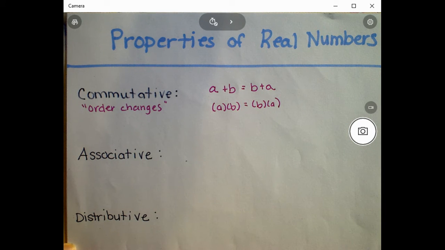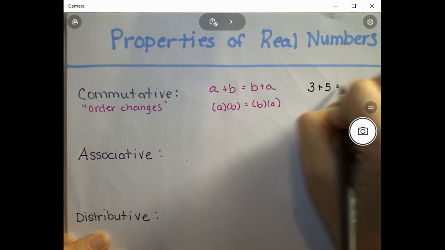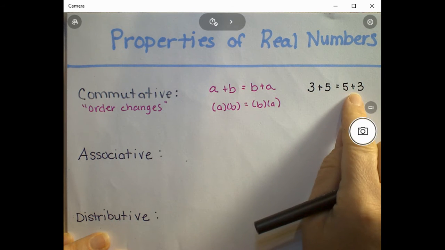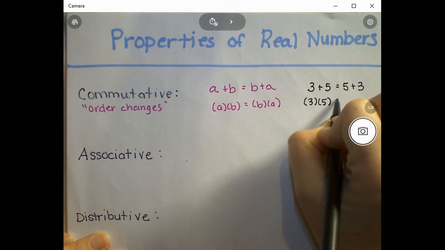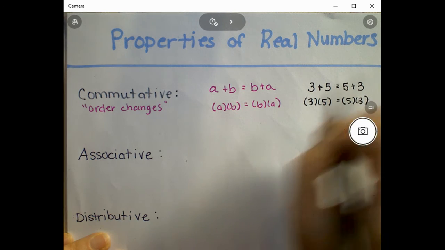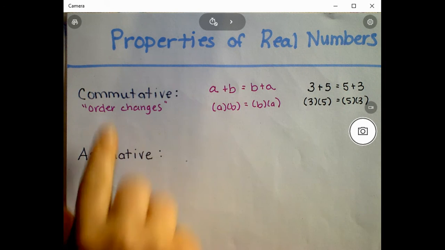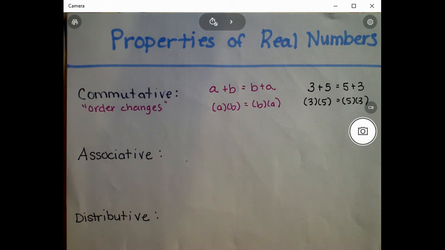Using actual numbers for an example, you would see something like 3 plus 5 is the same as 5 plus 3. That's true. 8 is the same as 8. Or similarly, 3 times 5 is the same as 5 times 3. 15 equals 15. So that's the commutative property. It just changes the order. I think about it like commuting from home to school and then from school to home. The distance is the same. You're just doing it in the opposite direction.